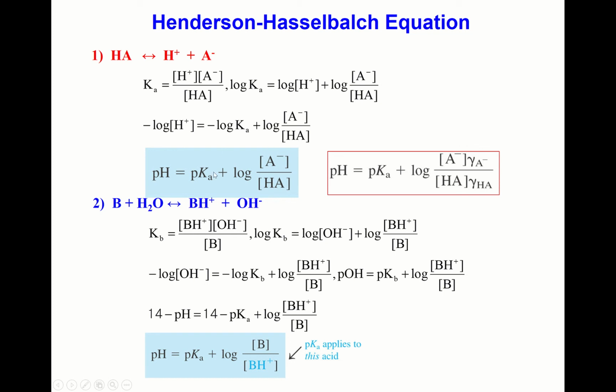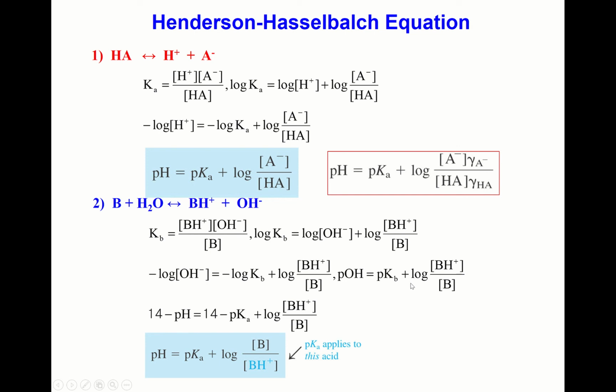But what about when you have a weak base and its conjugate acid? Again, it's very simple. You write the equation for Kb. Kb is given by this one. In this case, OH minus appears. Taking the logarithm on both sides, minus log hydroxide ion concentration equals minus log Kb plus this term. This one is pOH, and this is pKb, plus log of this term, which remains.